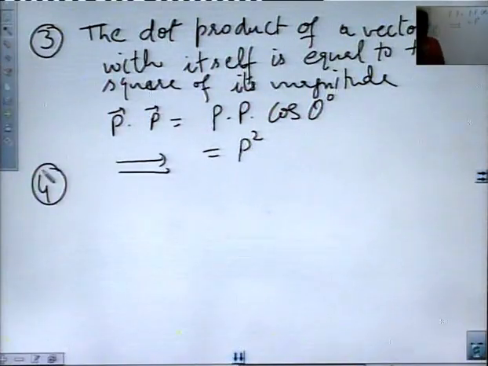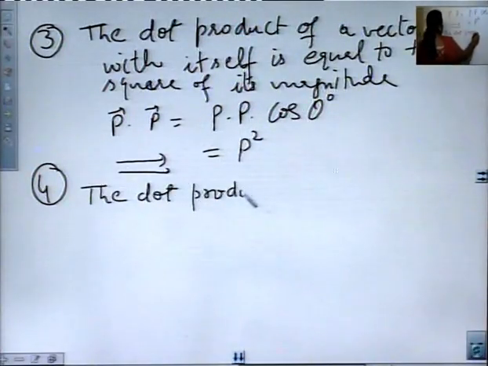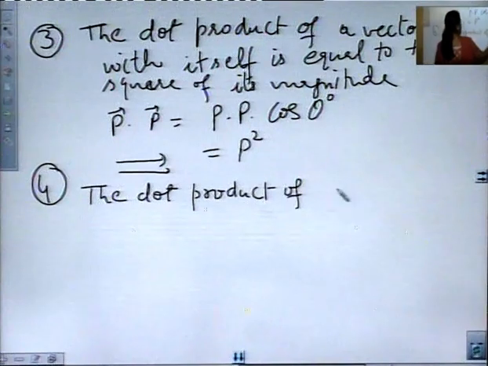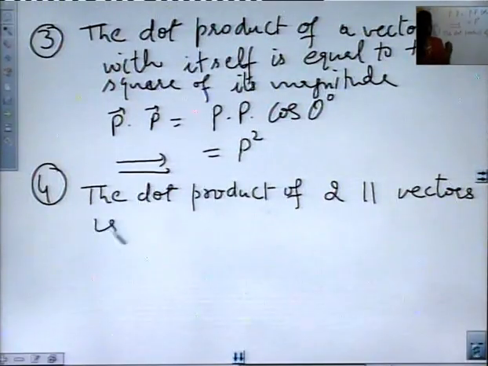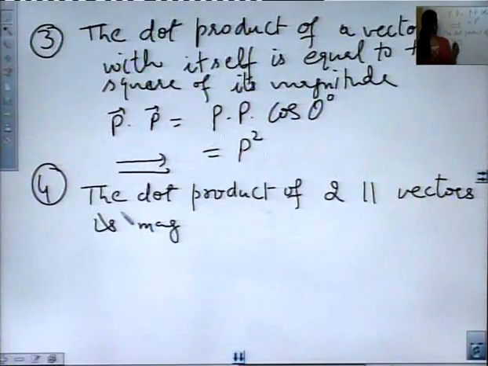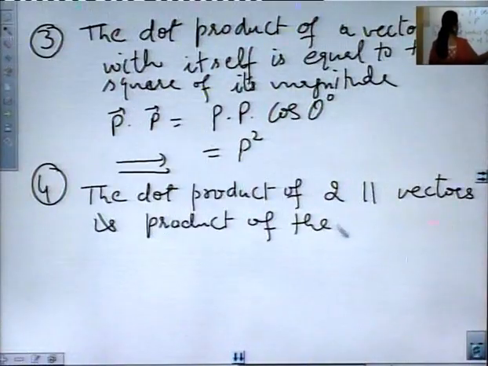Then next is the dot product of two parallel vectors is the product of their magnitudes.